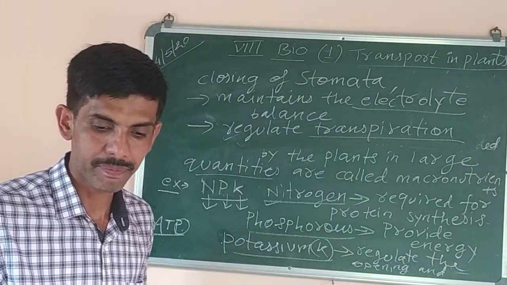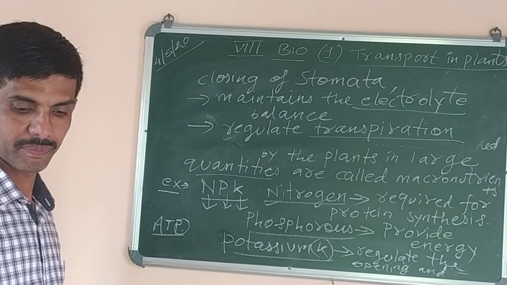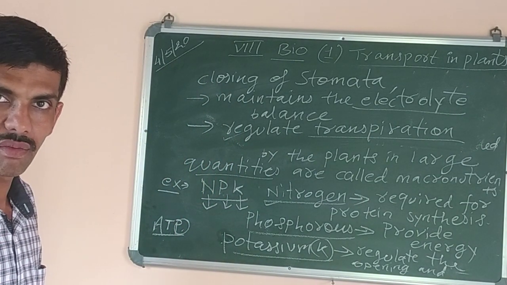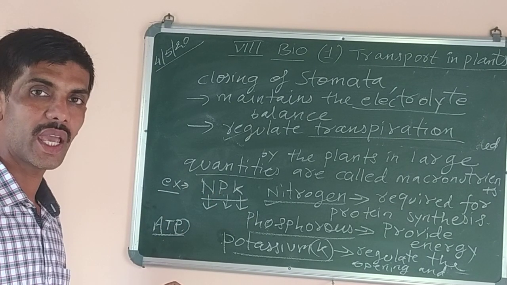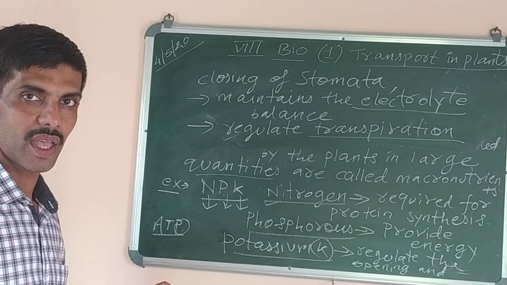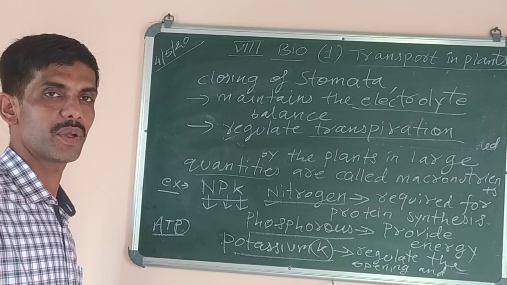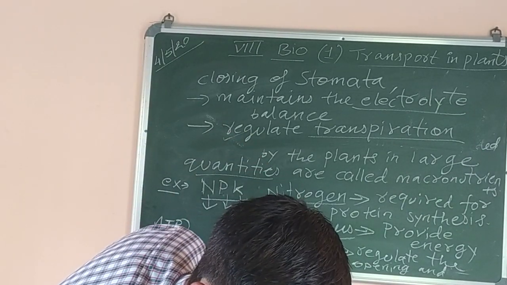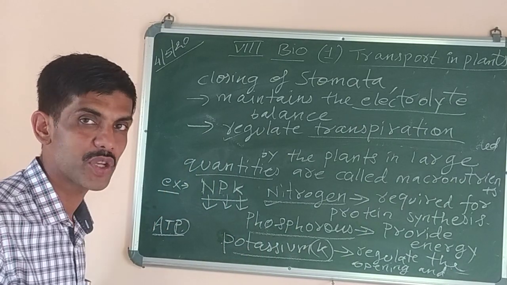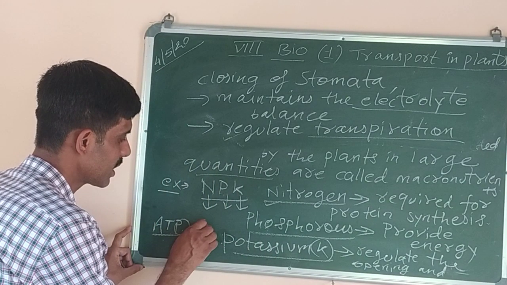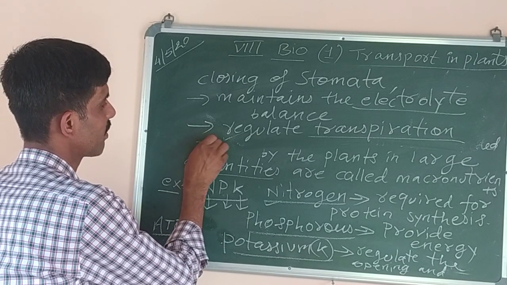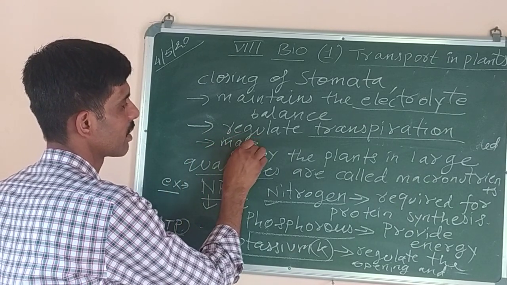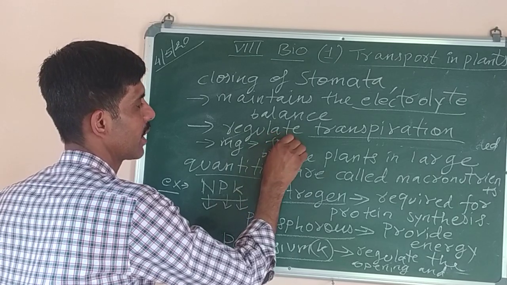Now next we have magnesium. Magnesium is also one important macronutrient. It's not mentioned here, only NPK I said. Mg is the symbol of magnesium. It is also a type of macronutrient. And what is the function of magnesium? It helps in the formation of chlorophyll because this magnesium is present in the center of chlorophyll, okay? So you can write magnesium, Mg, formation of chlorophyll.